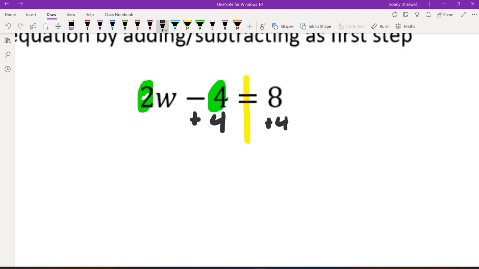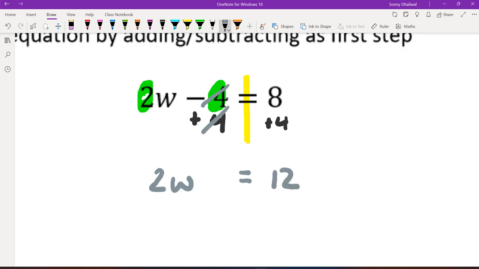Okay? Then we clean this up. We go, okay, -4 and +4, they cancel each other out. And on this side, we're just left with a 2w. The 4s are gone. And what do we have on the right side? 12. 8 plus 4 gives us 12.